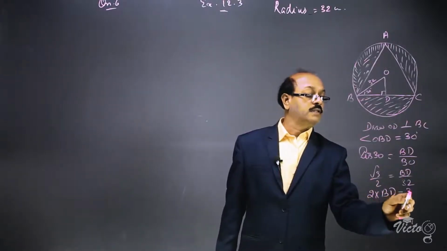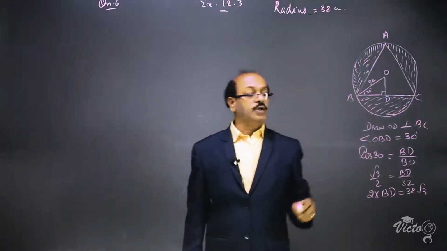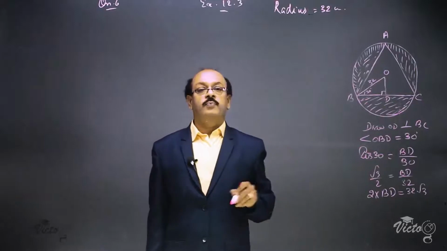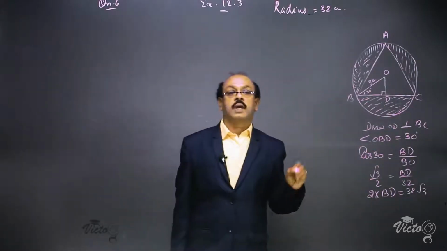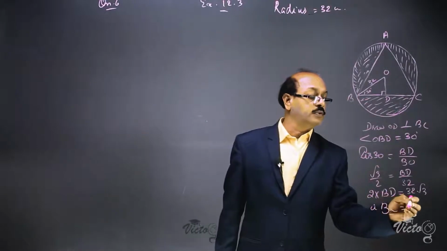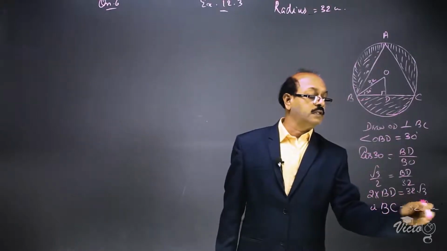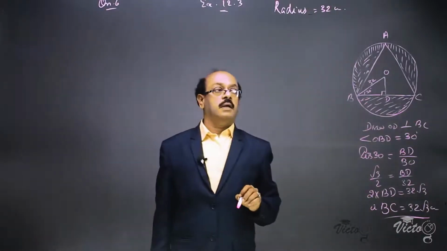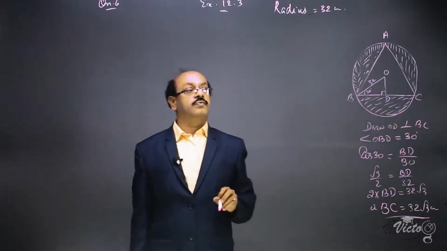2 into BD is equal to 32 root 3. Twice of BD, or double of BD, is equal to BC. So the length of BC is equal to 32 root 3 centimeters. We obtained the length of one side of the equilateral triangle. Now we can find the area of the circle.